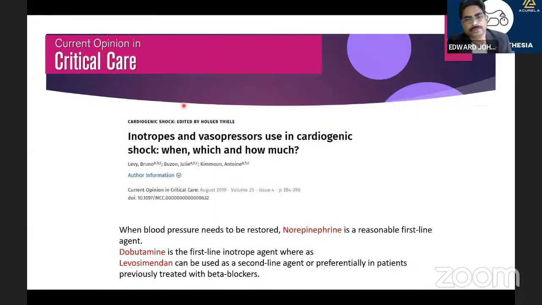So what inotropes and vasopressors should be used in cardiogenic shock? When blood pressure needs to be restored, first you go for norepinephrine. Dopamine is the first line of inotrope. Levosimendan is the second line agent, when the patient is already taking beta blockers.